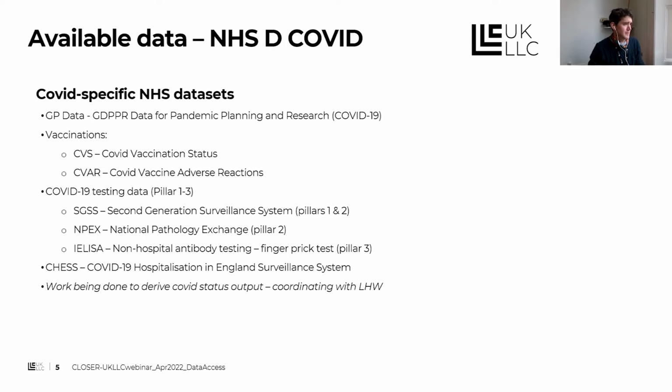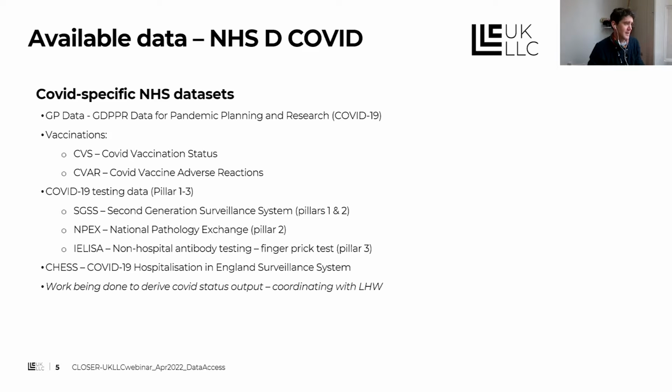To go into a little bit of detail about the COVID specific data sets, we have a GP extract, which is specific for pandemic planning and research, which has codes which NHS Digital have deemed pertinent to COVID, as well as vaccination data about people's vaccination status, so which vaccine they've had, CVAR, which is whether they've had any adverse reactions to their vaccination, and then we have several testing data sets which cover pillars 1 to 3.